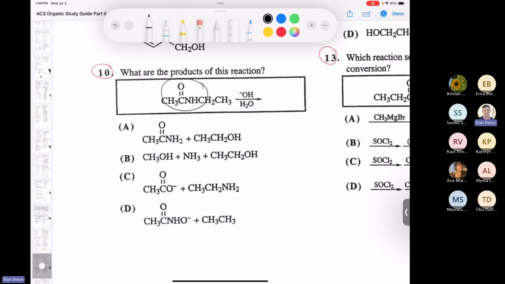So this is an amide right here, which you all know. So we'll put here amide. And you're hydrolyzing an amide in base, okay? Now, it's not a great reaction, the hydrolysis of an amide in base, but they want to be sure that you understand what products you're going to be getting.